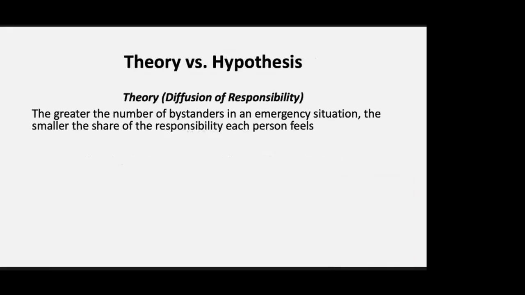So theory and hypothesis are two completely separate things. I think that a lot of people get these confused or think that they're interchangeable, and they are not. Okay, so the theory is something that states or predicts events in general terms, right? So again, I put this example, the diffusion of responsibility. So the greater number of bystanders in an emergency situation, the smaller share of responsibility, or the less likely it is that they're going to feel responsible to help, right? That's the theory of diffusion of responsibility.